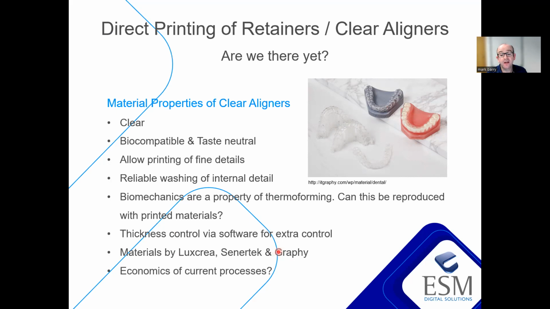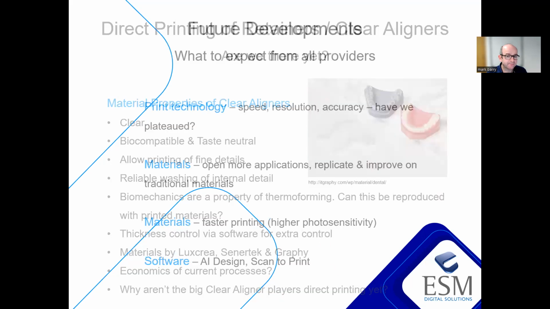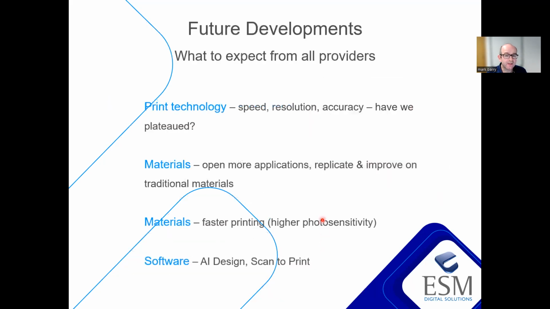And then we just look at the economics of the current process. The current process is print a model, very cheap, thermoform on top of it, very cheap. And here's my mic drop moment. If the big clear aligner companies aren't direct printing yet, it kind of indicates that it's not there yet. So what else can we expect in future developments?